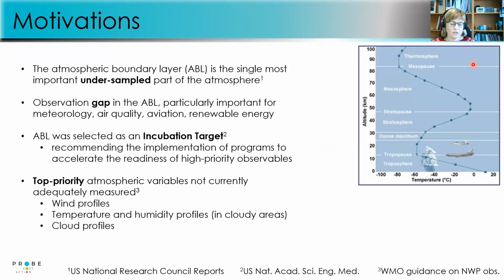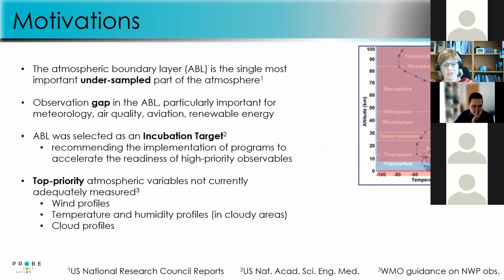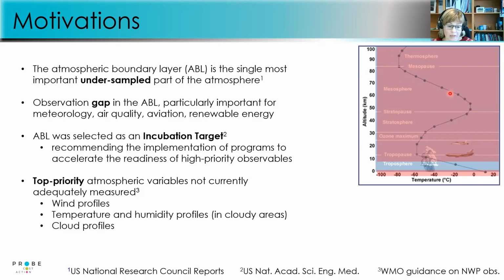Now, the motivation for PROBE is that the atmospheric boundary layer is the single most important undersampled part of the atmosphere. This observational gap is especially important for meteorology, air quality, aviation, and renewable energy. The top priority atmospheric variables that are currently not adequately measured are wind profiles, temperature and humidity profiles in cloudy areas, and cloud profiles.